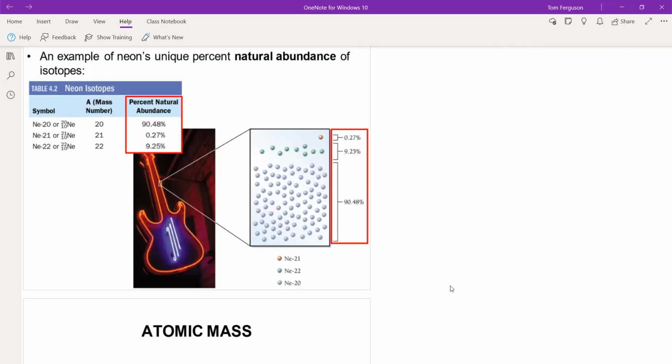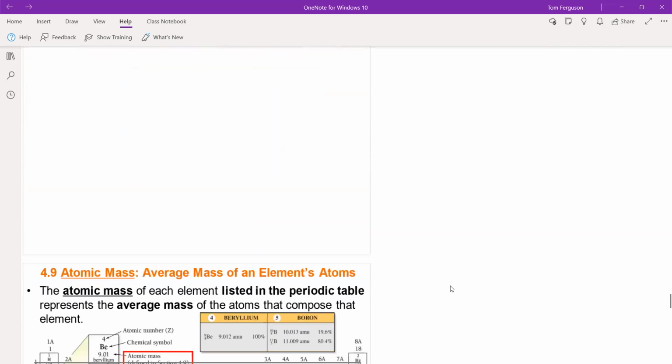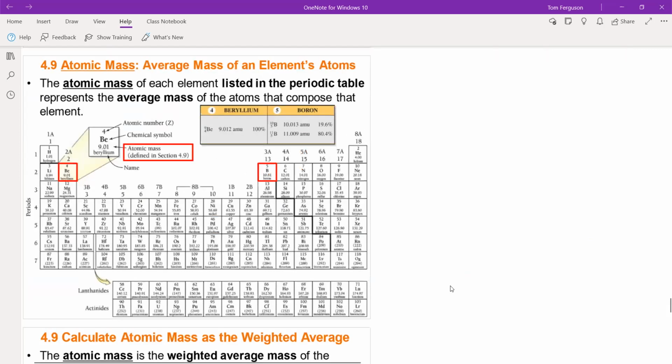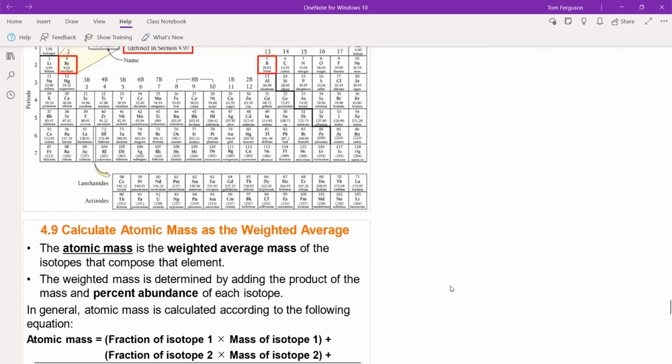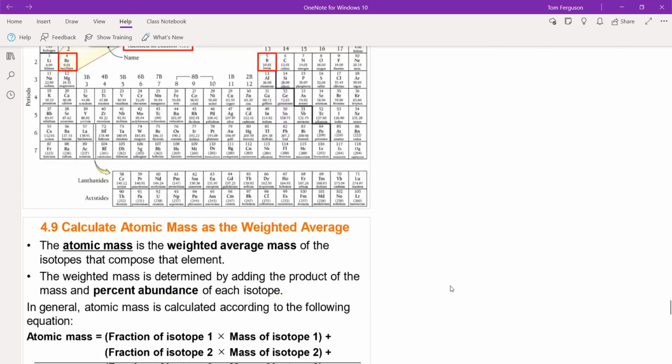When you look at the percent abundance, that has to do with how they calculate the atomic mass, that decimal number. How are we doing on time? Let's see, it is 6:02. I'm going to go over this Thursday because we have to talk about something called a weighted average, and I think I'm not going to have enough time.